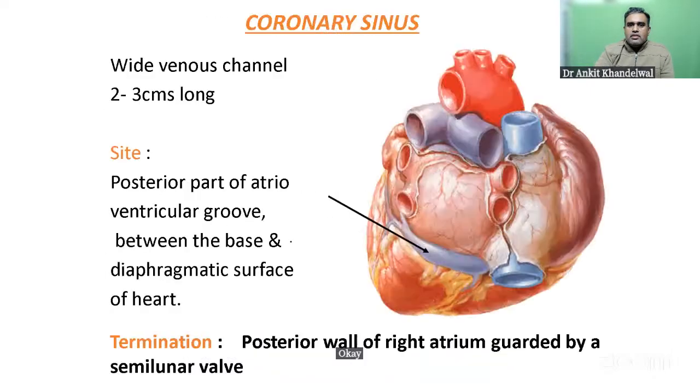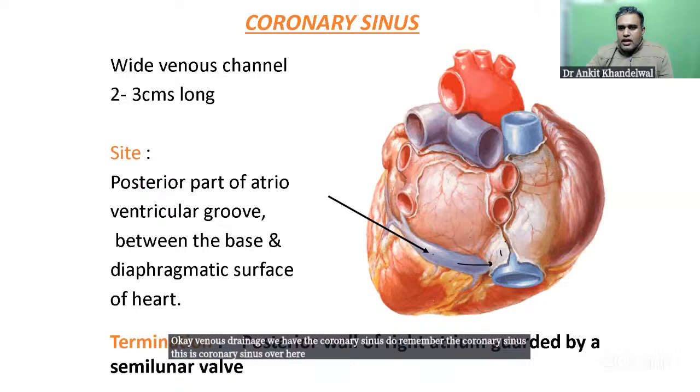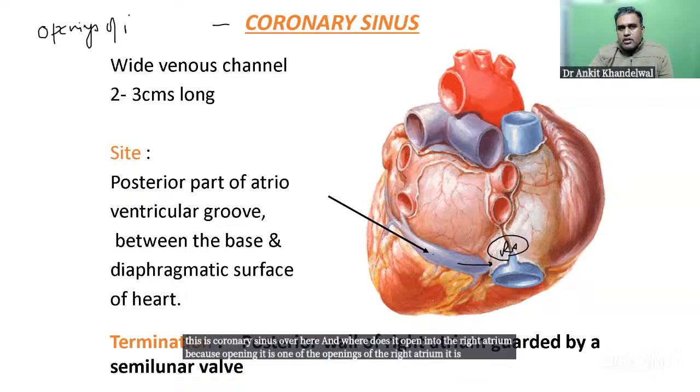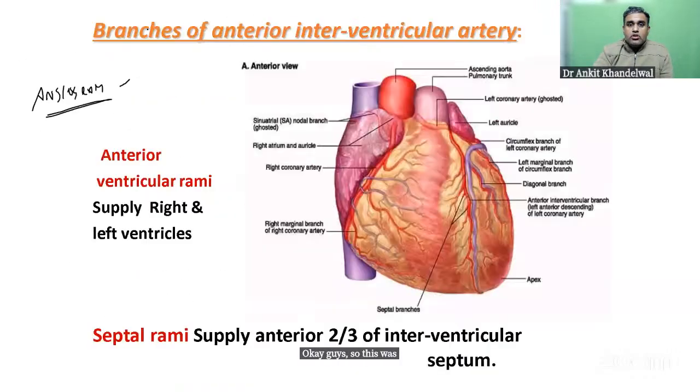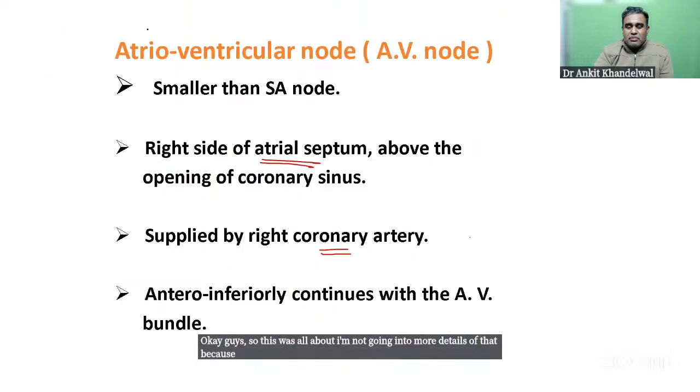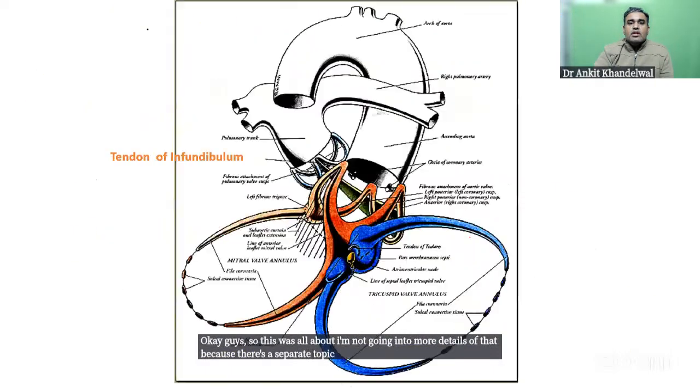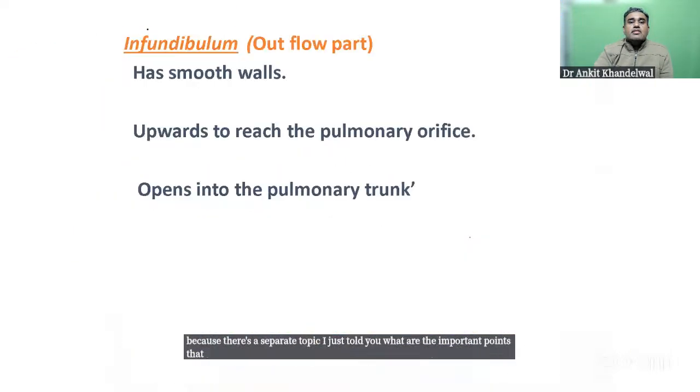Okay, venous drainage: you have the coronary sinus. Do remember the coronary sinus. This is the coronary sinus over here. And where does it open? Into the right atrium, because it is one of the openings of the right atrium, if you remember clearly. Okay, guys, so this was all about it. I'm not going into more detail, because this is in itself a big topic. I just told you the important points that you have to cover while discussing the heart and the coronary vessels.